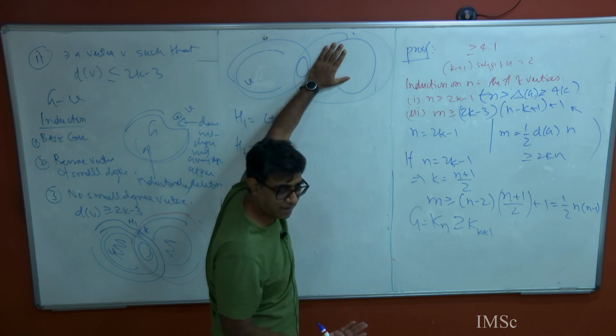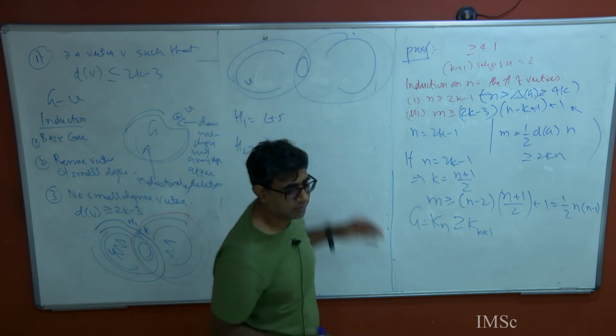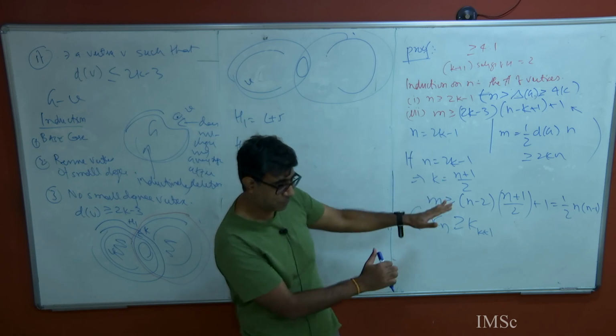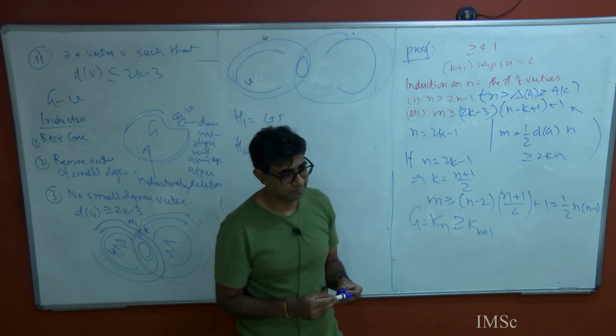So why did we fail? Both here and both here. And then now you can do the counting. So this is how you converted that proof into an inductive proof, right? Is this constructive?